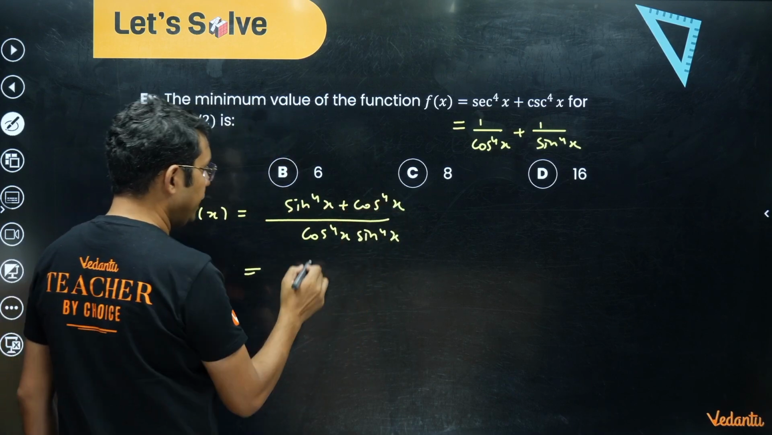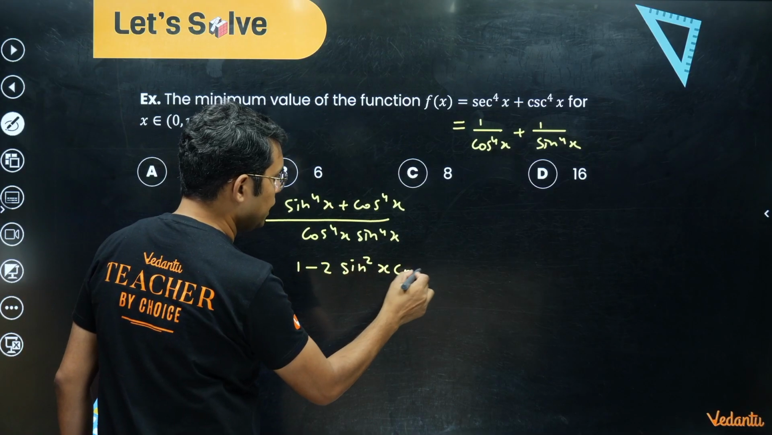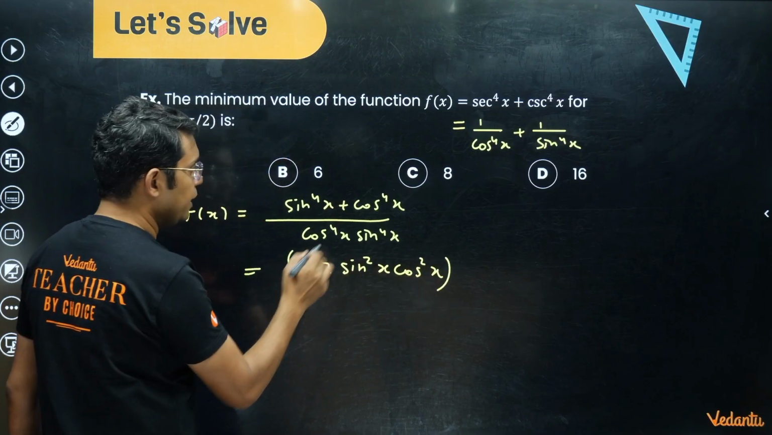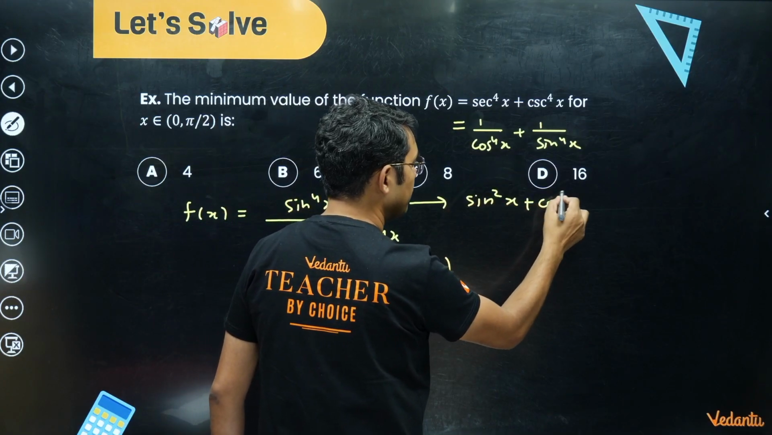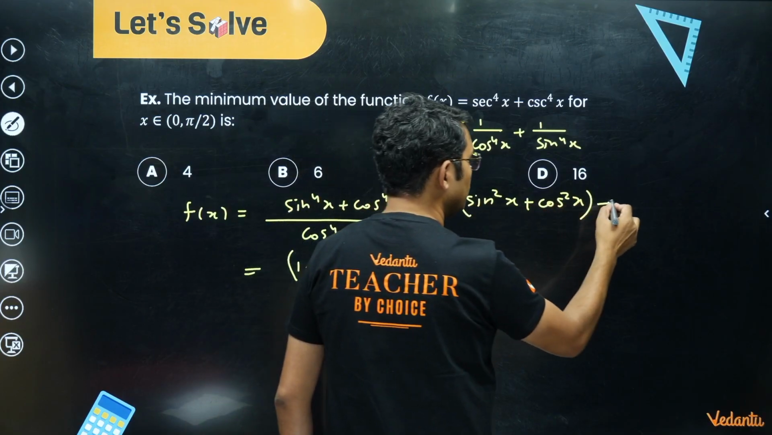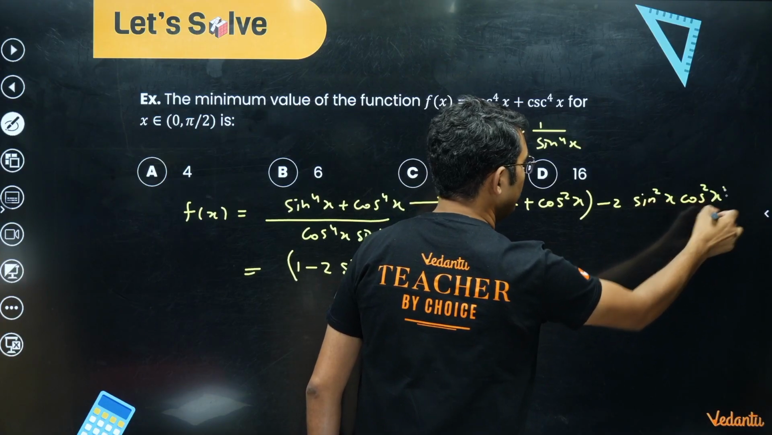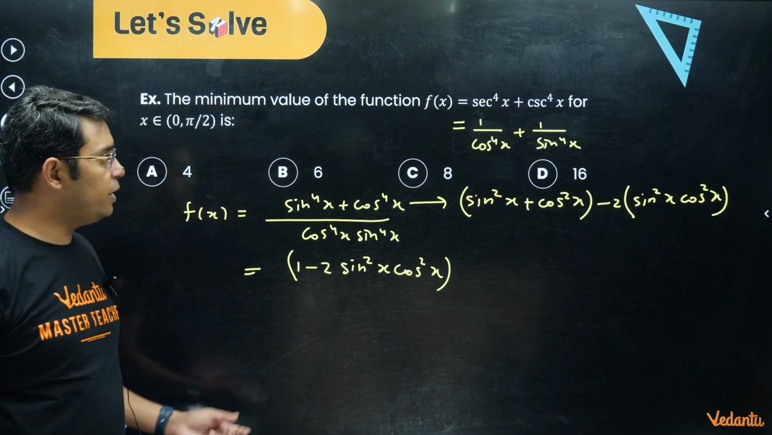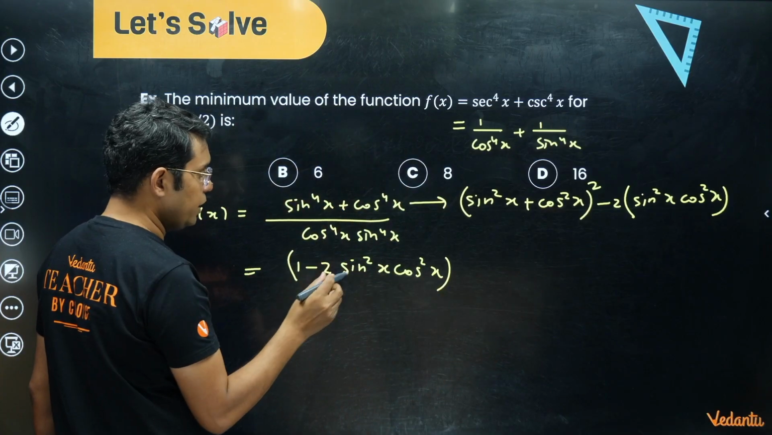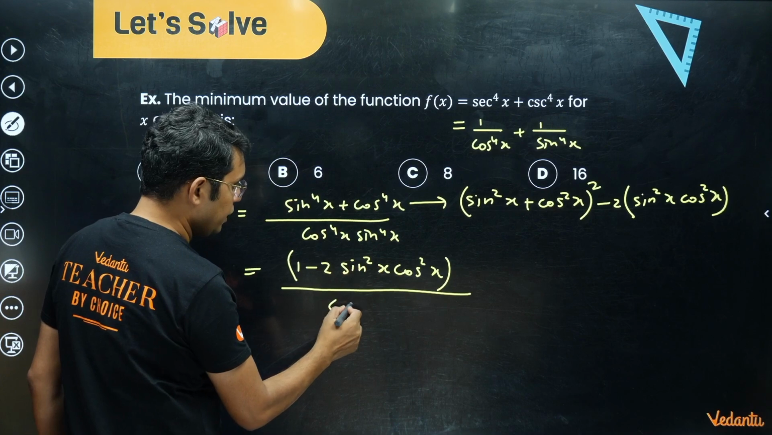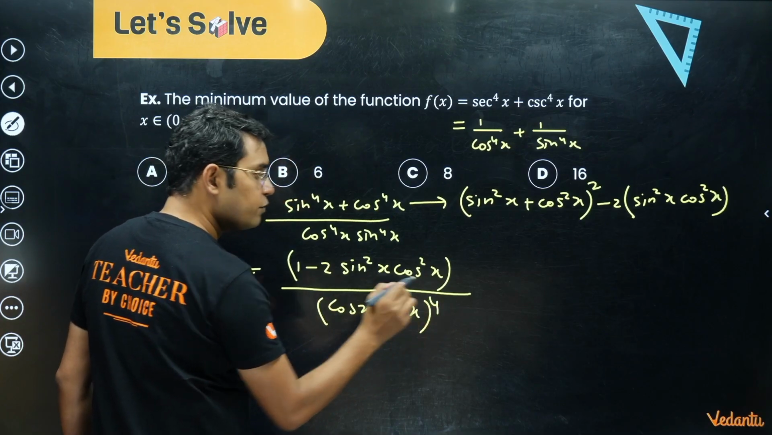Okay, now this I can write it as 1 minus 2 sine square x cos square x. How am I able to write this? I can write this as sine square plus cos square, whole square, minus 2 times sine square into cos square. And we know this sine square plus cos square is 1. So 1 minus 2 sine square x cos square x, whole divided by cos power 4x, sine power 4x. I am writing this way.